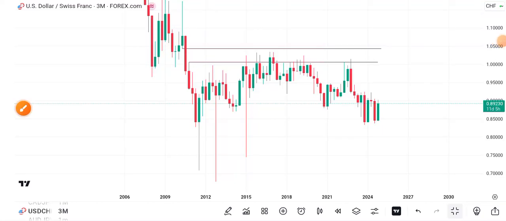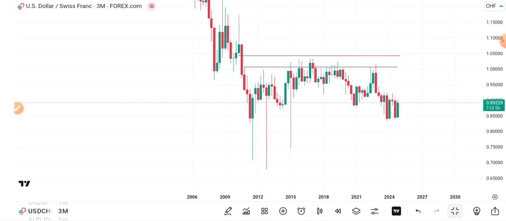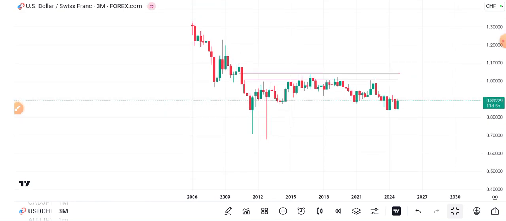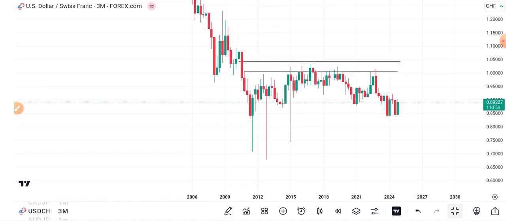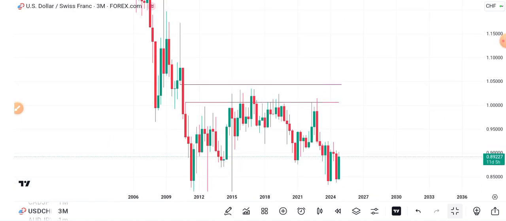Right. This is USD CHF, and this is the 3 month chart data. Based on my own perspective, I realized that this fall from here down has been as a result of this fair value gap on the monthly time frame.